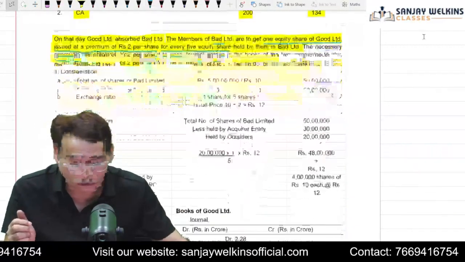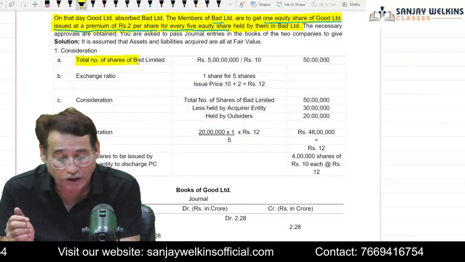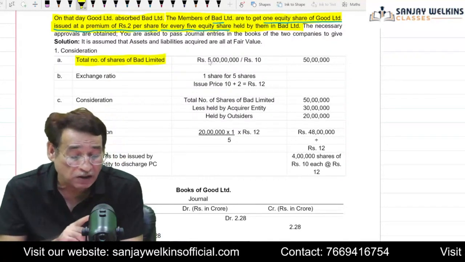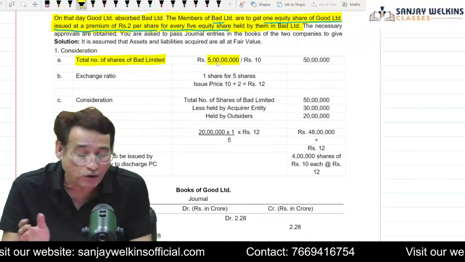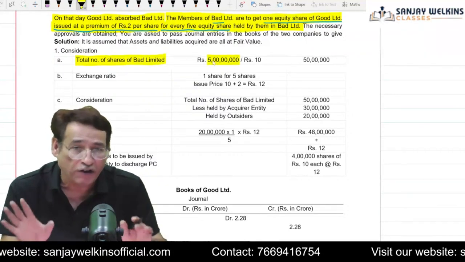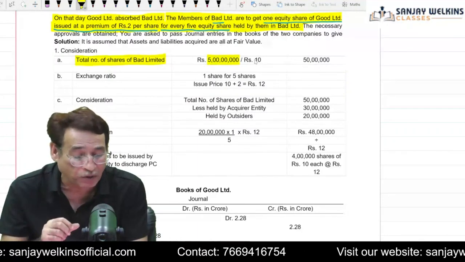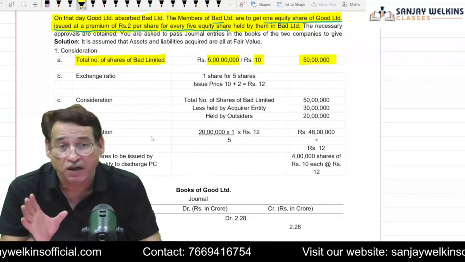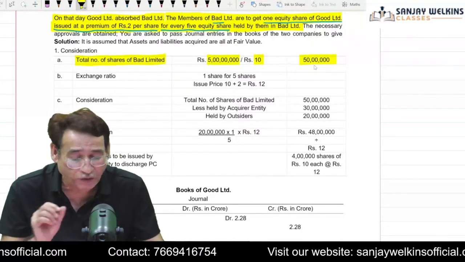So first of all, what we need to do, see here. First of all, as usual, we are going to find out the total number of shares of Bad Limited. Now, I just told you total share capital of Bad Limited is 5 crore. If I am going to write them over here, I will write 500 lakh. 5 crore or 500 lakh are one and the same thing. And one share we presume of 10 each. So total number of shares will be considered as 50 lakh. Correct? So total number of shares is 50 lakh.